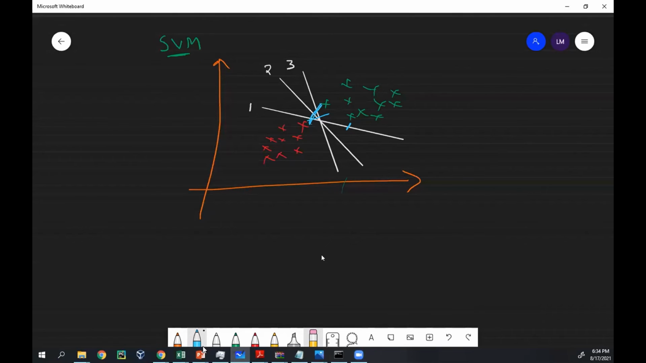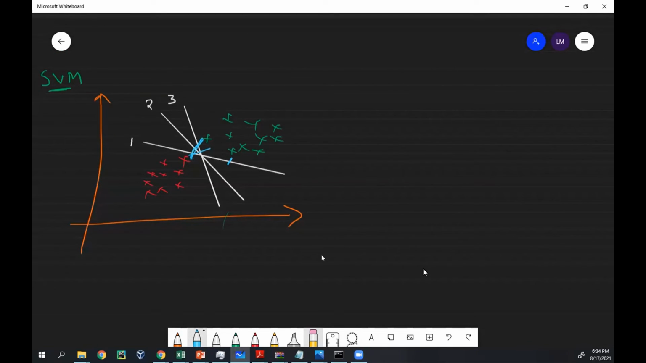So in a support vector machine, it selects the line in such a way that it has a maximum distance on both sides. This is how it's done. Let me explain it to you again in the next diagram.